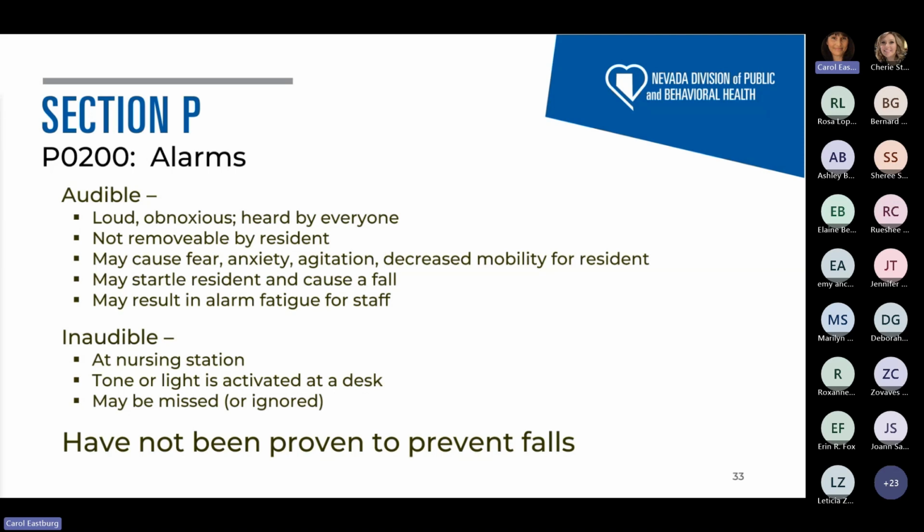So, while often used as an intervention in a resident's fall prevention plan, alarms have not been proven to prevent falls. And in the case of floor mat alarms, these go off when the resident has fallen out of bed onto the mat. So that's fall detection, not prevention. For these reasons, alarm use must not be the primary or sole intervention in any fall prevention plan. Additional alarm information is located on pages P-9 through P-11 of the manual.